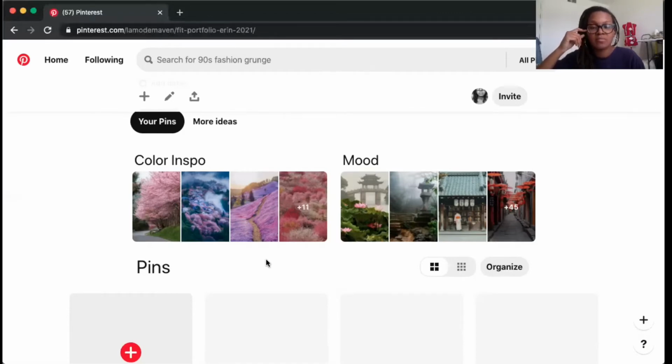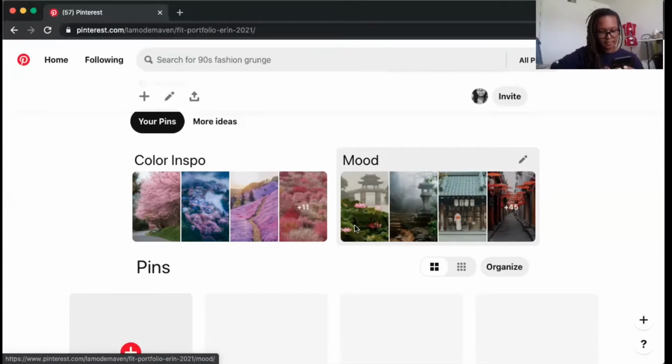When we start with a collection, you always want to have a mood board or just a mood. And this mood, how I understand it, is the overall feel, how you want your collection to feel, the emotion that you want to inspire, the story that you want to tell.